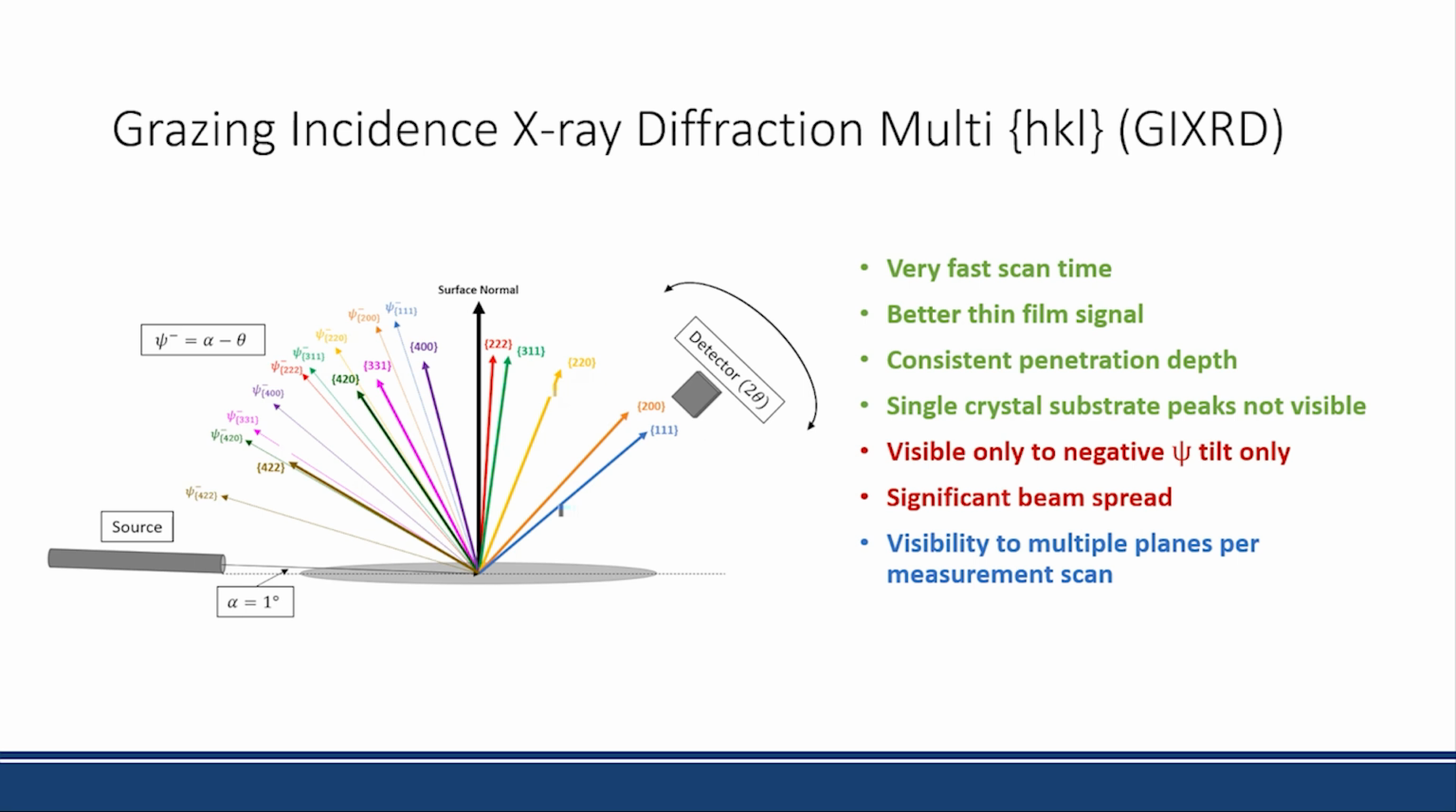So if you have a sample that's maybe a micron thick and you want to see what it looks like at different levels, maybe at the surface, 750 nanometers, 500 nanometers, 250 nanometers, you can do that if you set your source correctly.